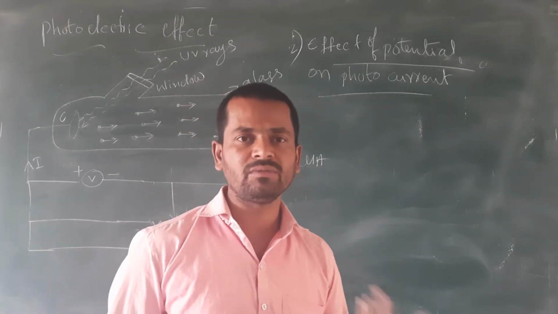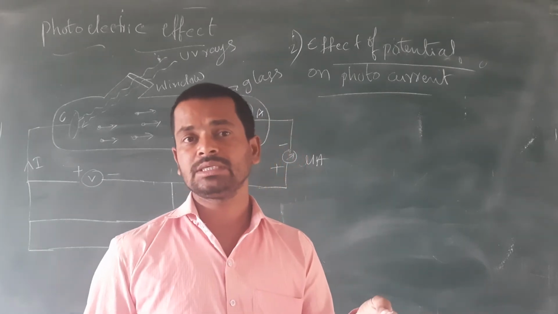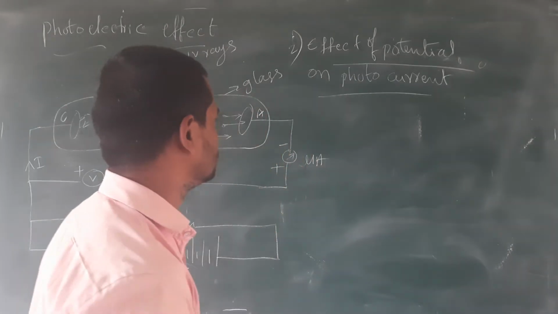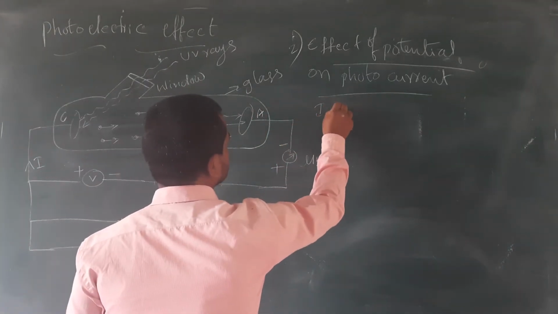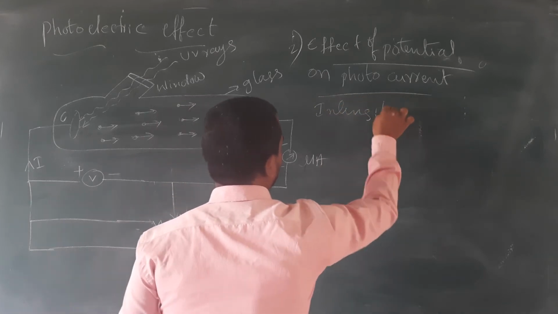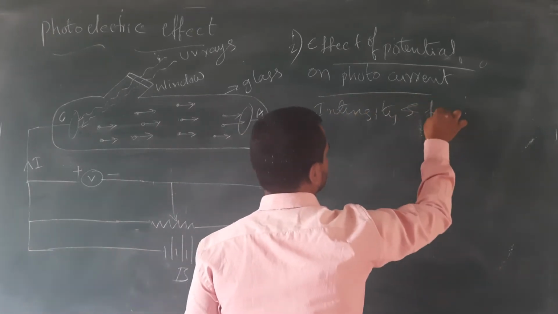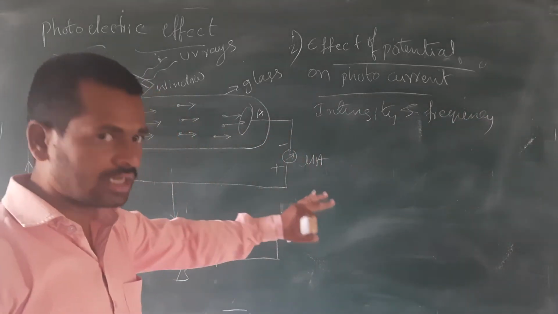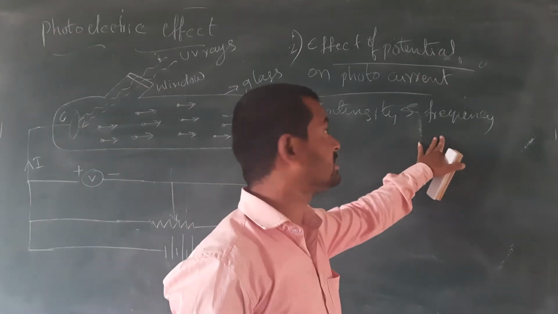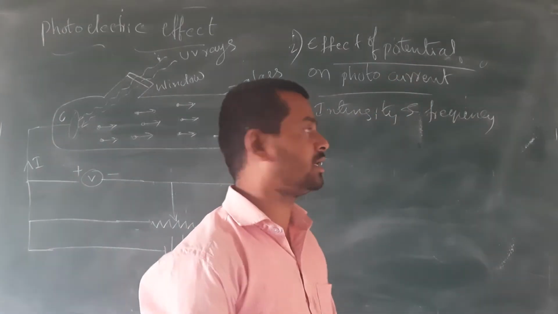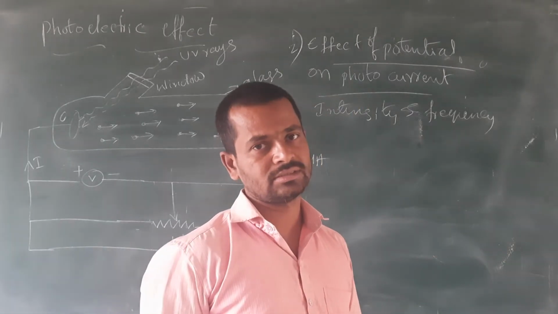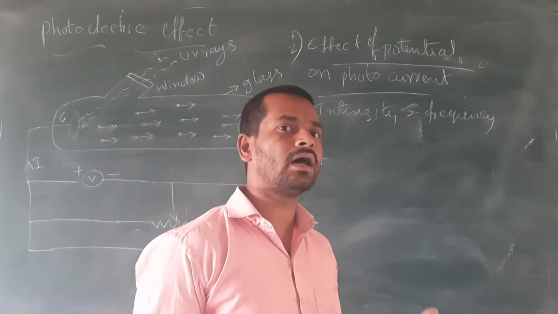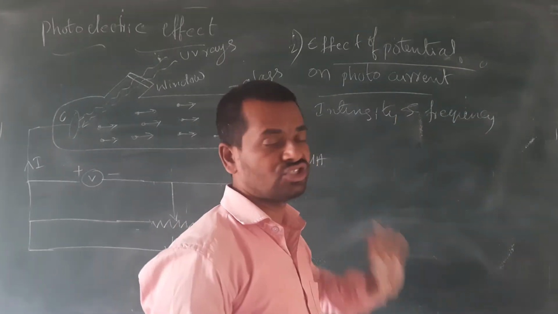We do this when the frequency and intensity of light are constant, when they are fixed. By keeping these two things constant, if we change the potential, then the current also changes, right? So how does it change? How does the current increase or decrease while we change the potential?